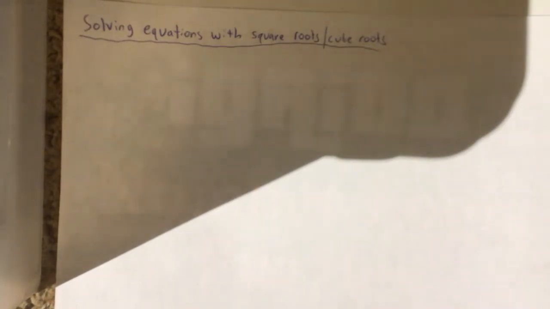So basically we've talked about equations in the past, how to solve for x, like x plus 2 equals 10. Now we're going to go into more details. What if we have an exponent now with a square or a cube?